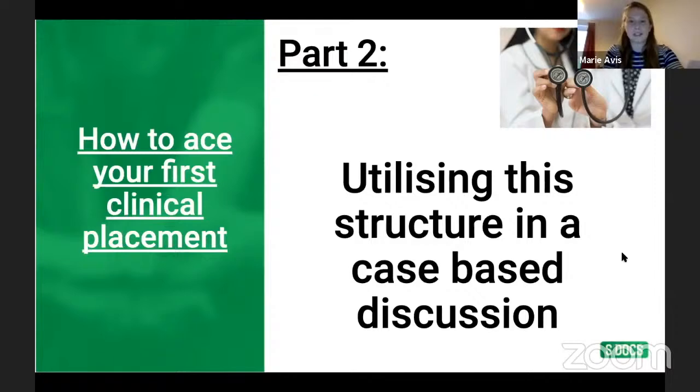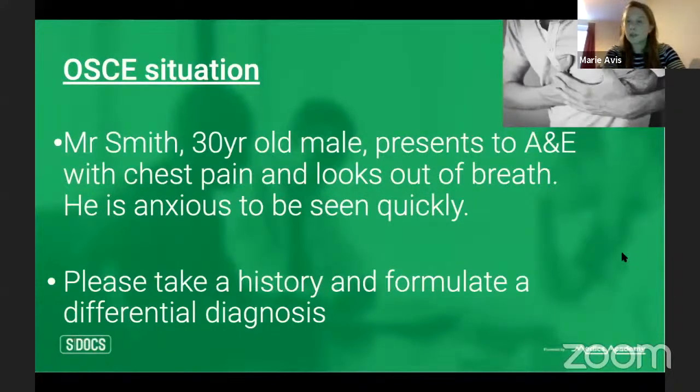But let's get started. So we've got the same situation as from the first one, which we're going to run through. So Mr. Smith, who's a 30-year-old male, presents to A&E with chest pain and he looks out of breath and he's anxious to be seen quickly. So please take a history and formulate a differential diagnosis. And like I said in the first video, this is something really realistic, could come up in your SCAs, and it'll be really useful to have a structured way of thinking through it.